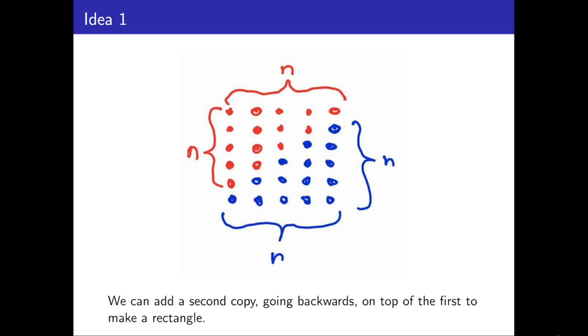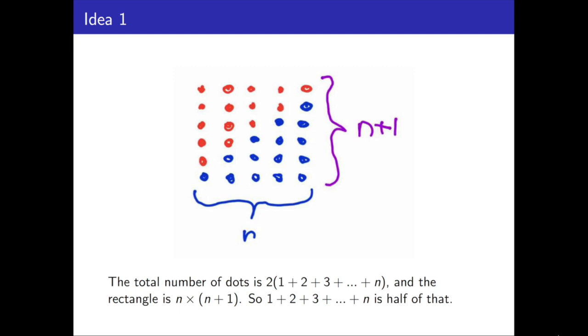So let's do that. We know it's n across, and we know the height of the blue dots is n, but there's one more because there's one that's red, so the total height of this rectangle is n plus 1. So that means the number of dots, which is twice the number we're looking for, is n times n plus 1. And that means the number we're looking for, the sum of the first n numbers, is half the dots, which is a half n times n plus 1. So that's a pictorial representation of what we're doing. Now let's try and do that with numbers.